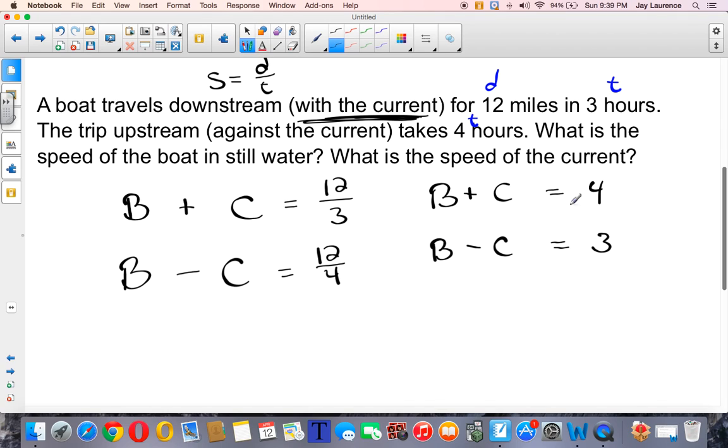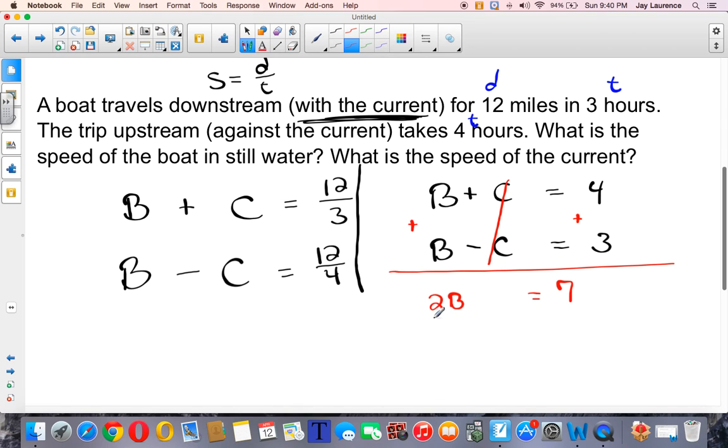Now, this system is yelling at you, hey, look over here. I'm an elimination problem. So we're going to add these two equations together. We're going to get 2b. The c's are going to cancel because one's positive, one's negative. And that's going to equal 7. And if I divide 2b by 2, and 7 by 2, I get the boat speed is 3.5 miles per hour.